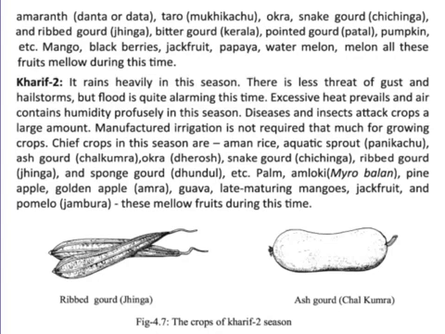And in Kharif 2, it rains heavily in this season. That means we will see heavy rains, and there is less threat of nor'wester or hailstorms, no chance of thunderstorms or hailstorms, but flood is quite alarming at these times. When rain is very heavy, excessive heat prevails, and the air contains humidity profusely in the season.